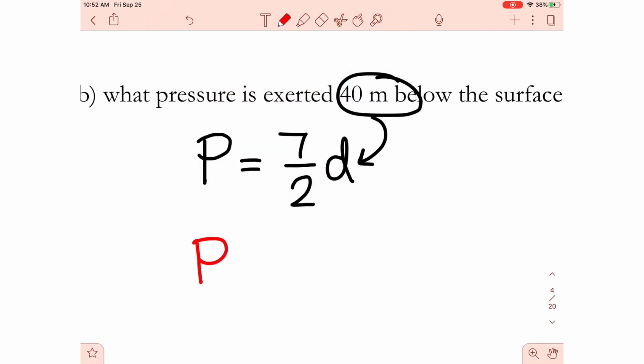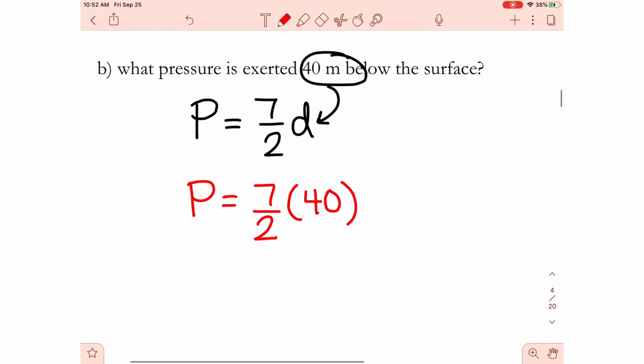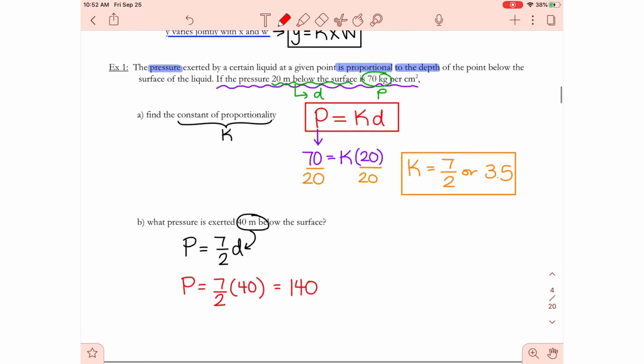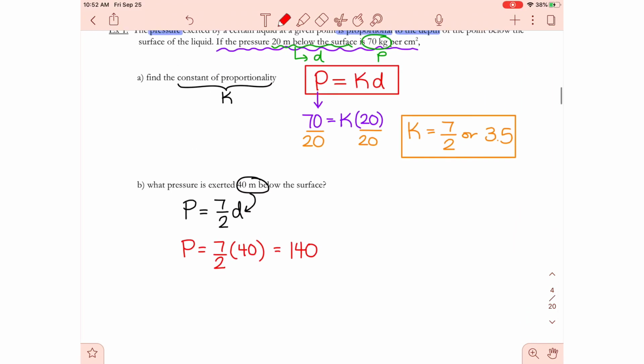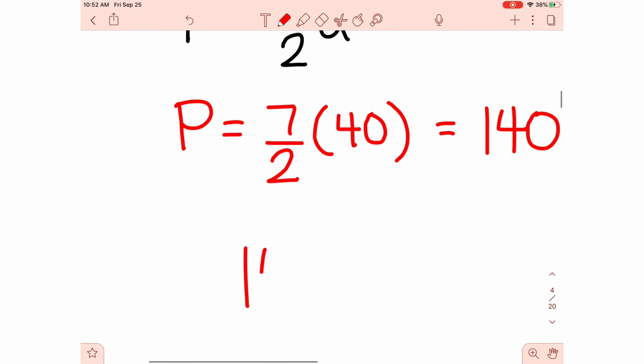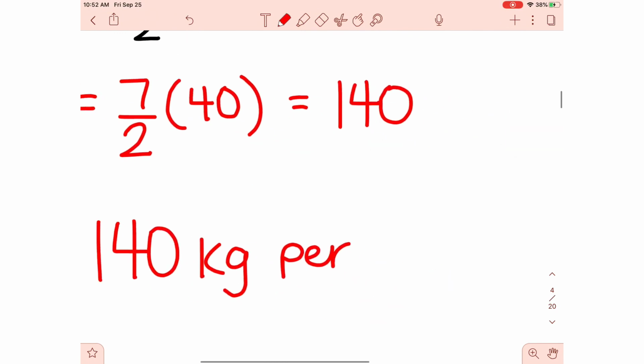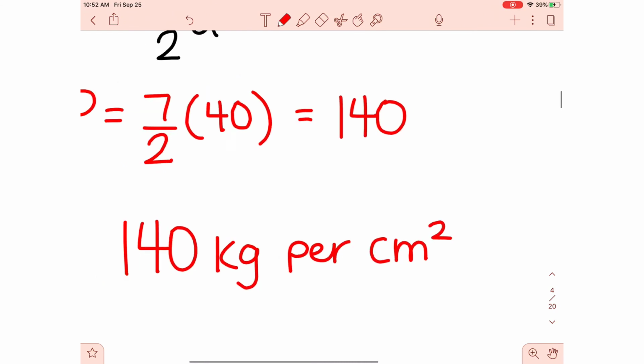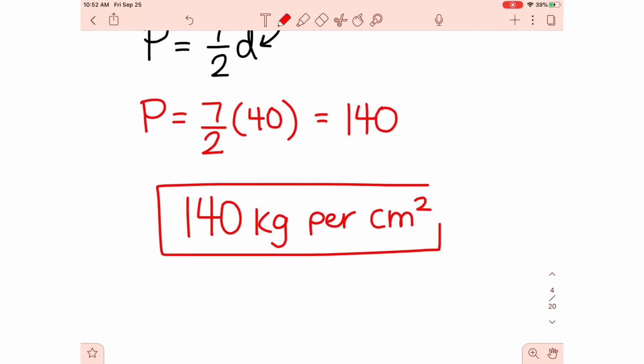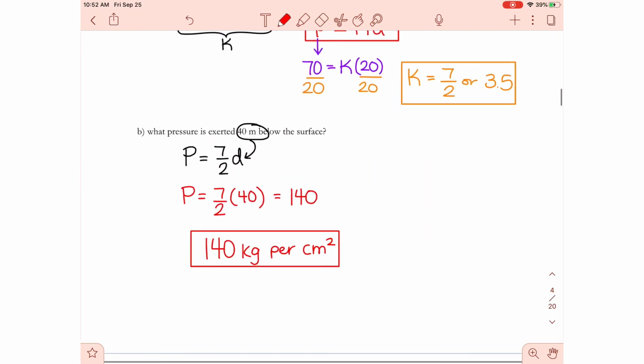So pressure equals 7 over 2 times 40. Then you just take your calculator, or you can do this in your head. 7 over 2 times 40 is 140. And then I always look back at the original problem for the units. It's kilograms per centimeter squared. So the answer is 140 kilograms per centimeter squared. I am not picky about units, to be honest with you guys. So don't freak out if you forget to put your units. It's all good. That's the answer.